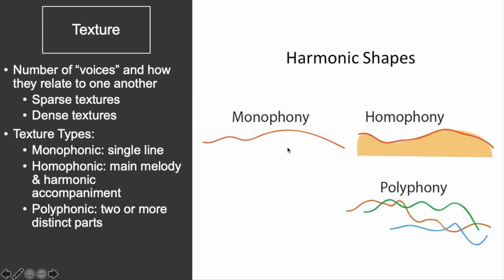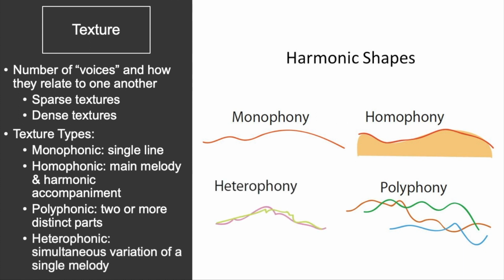In this case, we just have one texture. We have one line singing by itself, one voice. In this case, we have three different voices singing three distinct parts. They're independent from each other. All right? And then we have heterophonic texture.